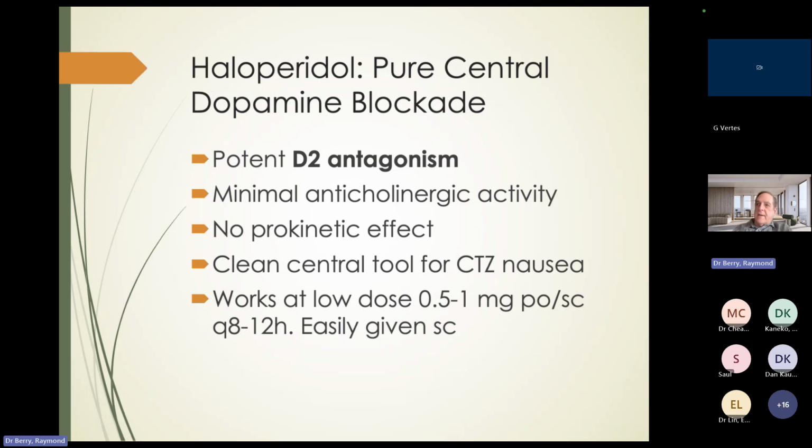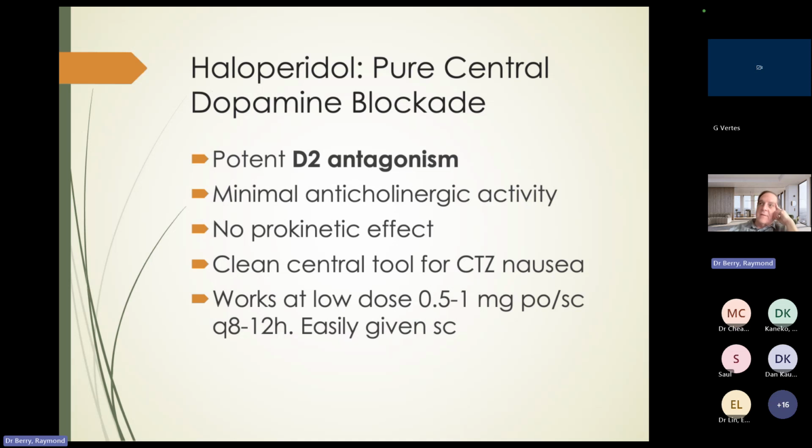Metoclopramide as a dopamine blocker doesn't block the central chemoreceptor trigger zone nausea as well as pure dopamine blockers. The most pure dopamine blocker we have is Haldol. It's basically a pure dopamine antagonist. It has no prokinetic effect. It has minimal anticholinergic activity.